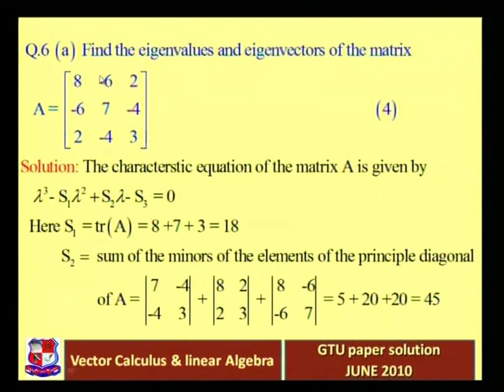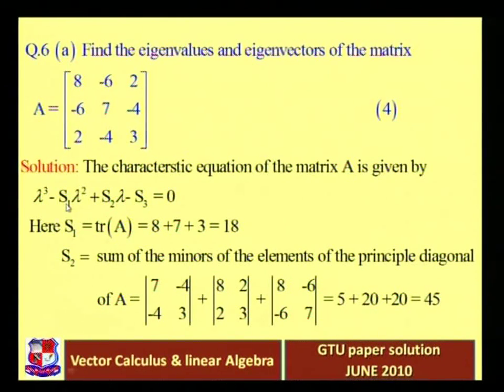Question 6a. Find the eigenvalues and eigenvectors of the matrix A, which is a 3 cross 3 matrix: 8 minus 6 2, minus 6 7 minus 4, 2 minus 4 3. This question was asked in 4 marks.